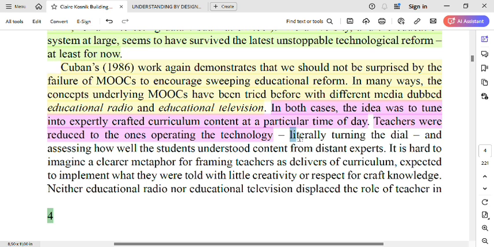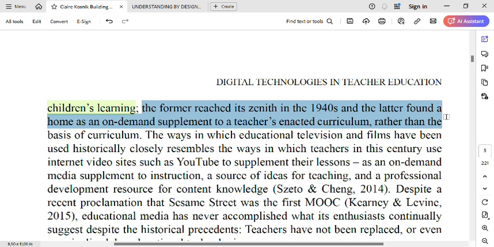Teachers were reduced to the ones operating the technology, literally turning the dial and assessing how well the students understood content from distant experts. It is hard to imagine a clearer metaphor for framing teachers as deliverers of curriculum, expected to implement what they were told with little creativity or respect for craft knowledge. Neither educational radio nor educational television displaced the role of teacher in children's learning. The former reached its zenith in the 1940s, and the latter found a home as an on-demand supplement to a teacher's enacted curriculum rather than the basis of curriculum.